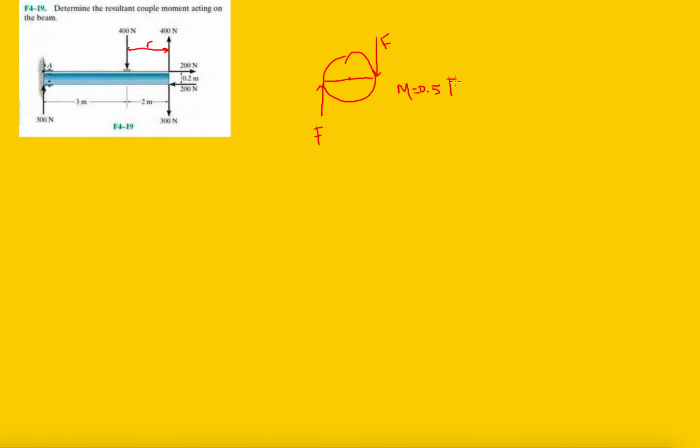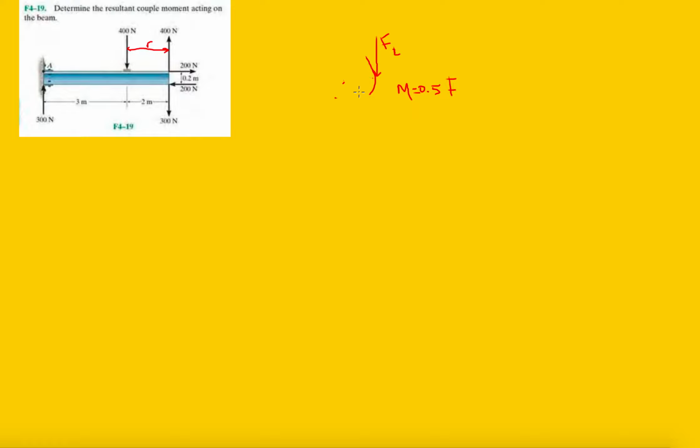So you don't have to take the moment about a specific point and do R1 cross F1 plus R2 cross F2. Just doing the given force times the distance between the two will give you the resulting couple moment. Okay, so let's apply that here.